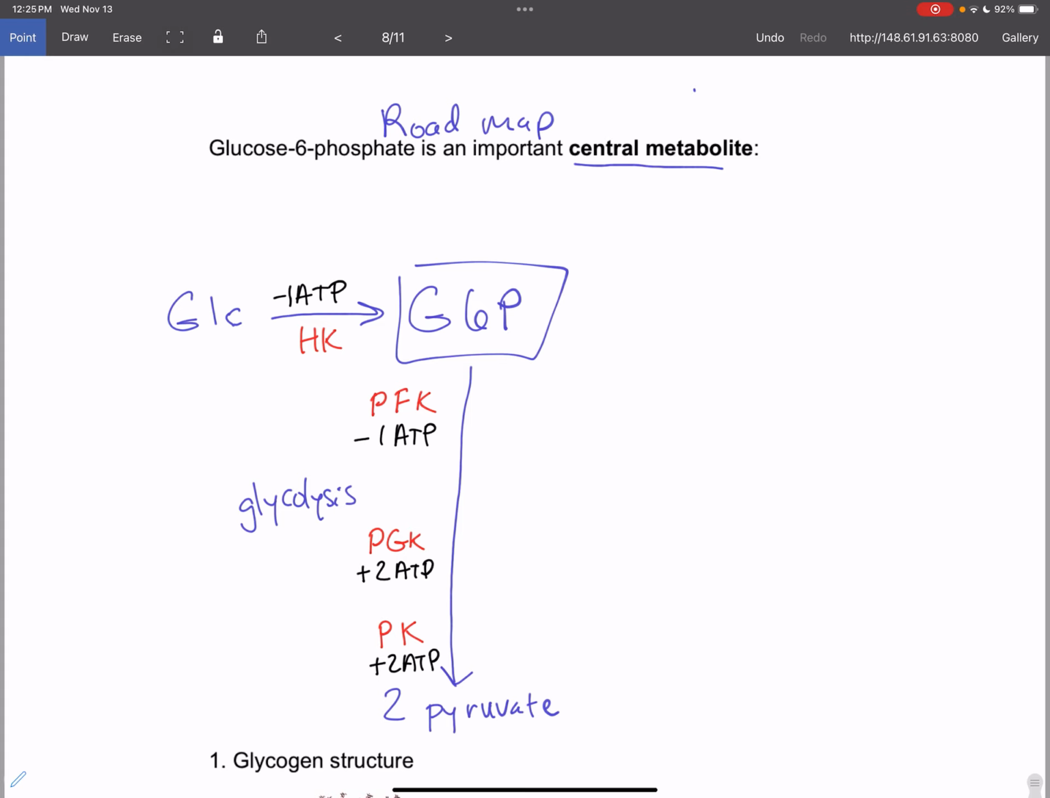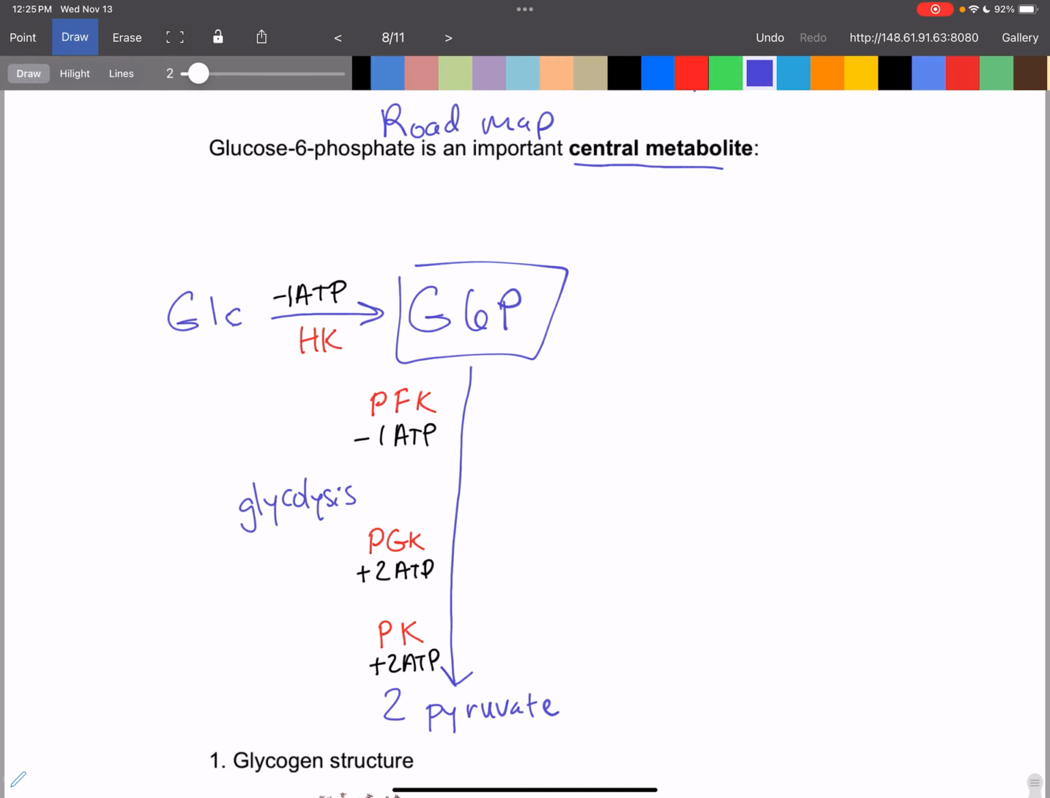We're going to use this map to explore various pathways, and the next pathway that we're going to look at is glycogen. We're going to add something to the top here: an arrow going up to glycogen, because guess what? Glucose 6-phosphate is, more or less, the form that is used to make glycogen, and then glycogen can be broken back down to get glucose 6-phosphate when energy is needed.